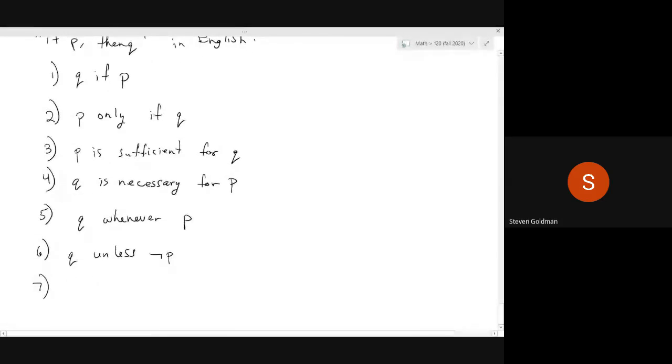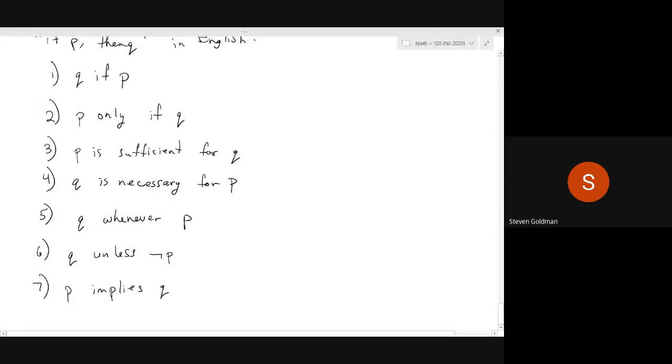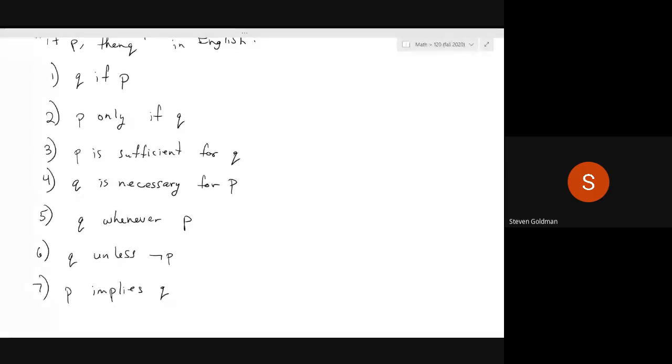And I'll give you one more, 7, P implies Q. A lot of times I'll say a conditional statement that way. Instead of saying if P then Q, I'll say P implies Q. Any questions on that?